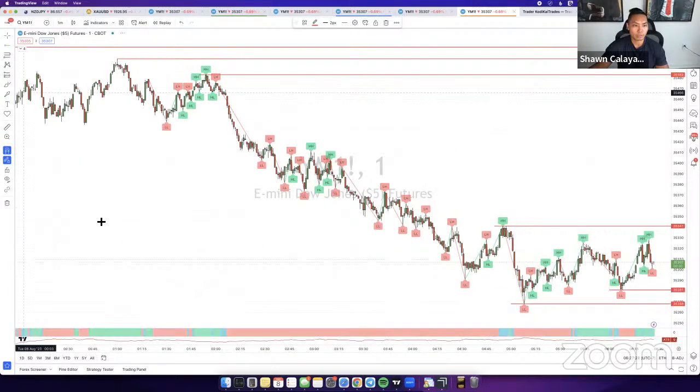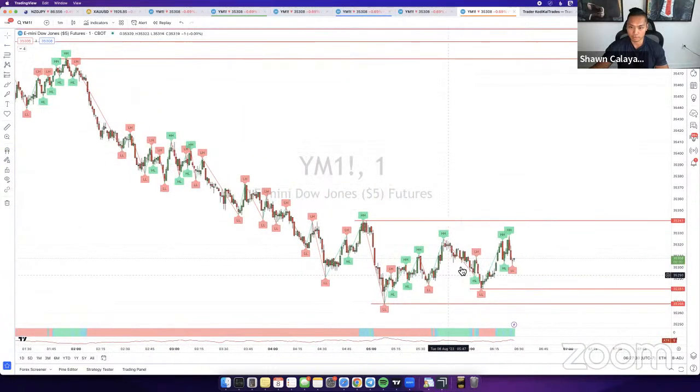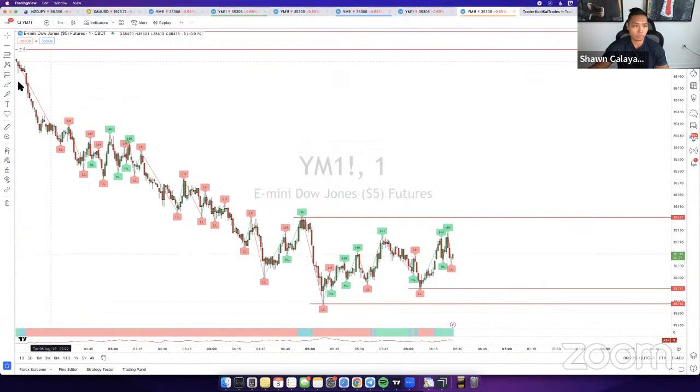Let me go back to the 1 minute here. So as you guys can see, price is pretty much boxed in right now. There's a low level liquidity on the bottom and a low level liquidity on the top.